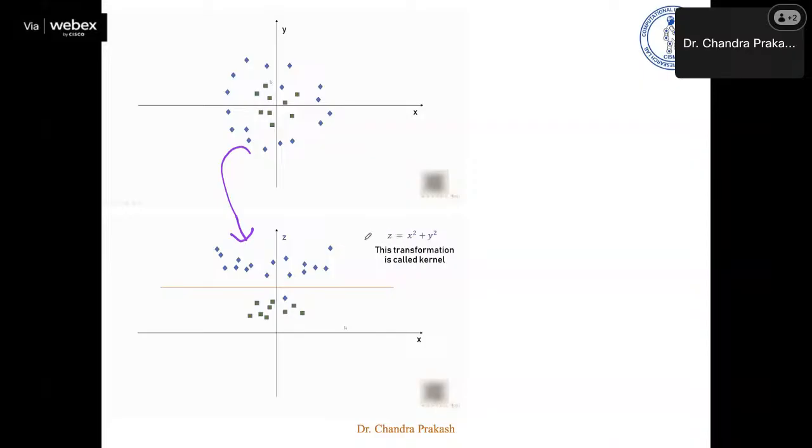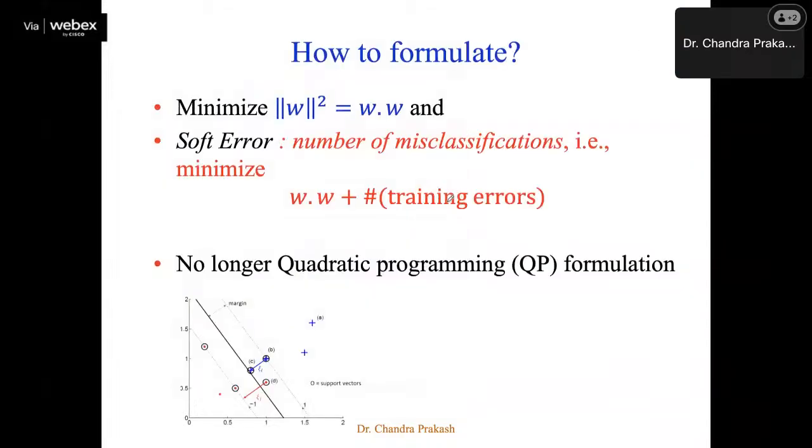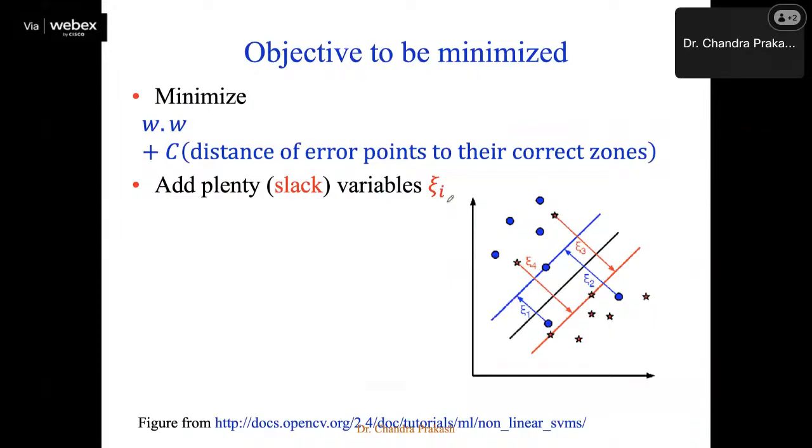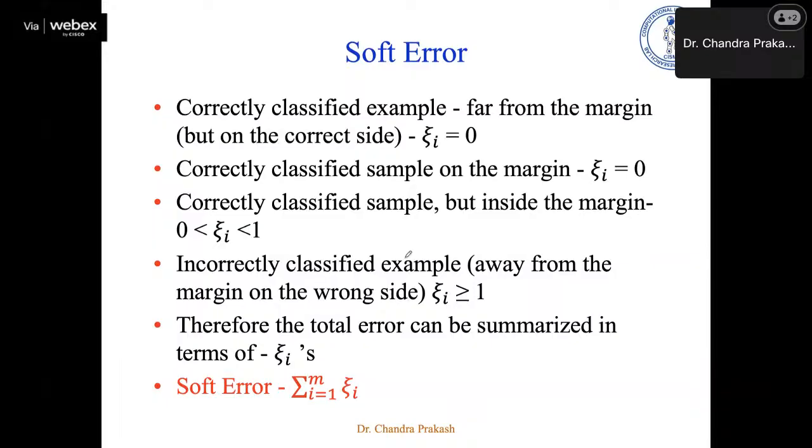So this transformation of z as x square plus y square is called a kernel. So what we want is that using that kernel, we can come up with a minimum value. Right, so the objective is to minimize w square plus some C times the error. We add some penalty variable, this one. For a correctly classified example far from the margin, the value is 0. Then the value for a point within the margin may be between 0 and 1.